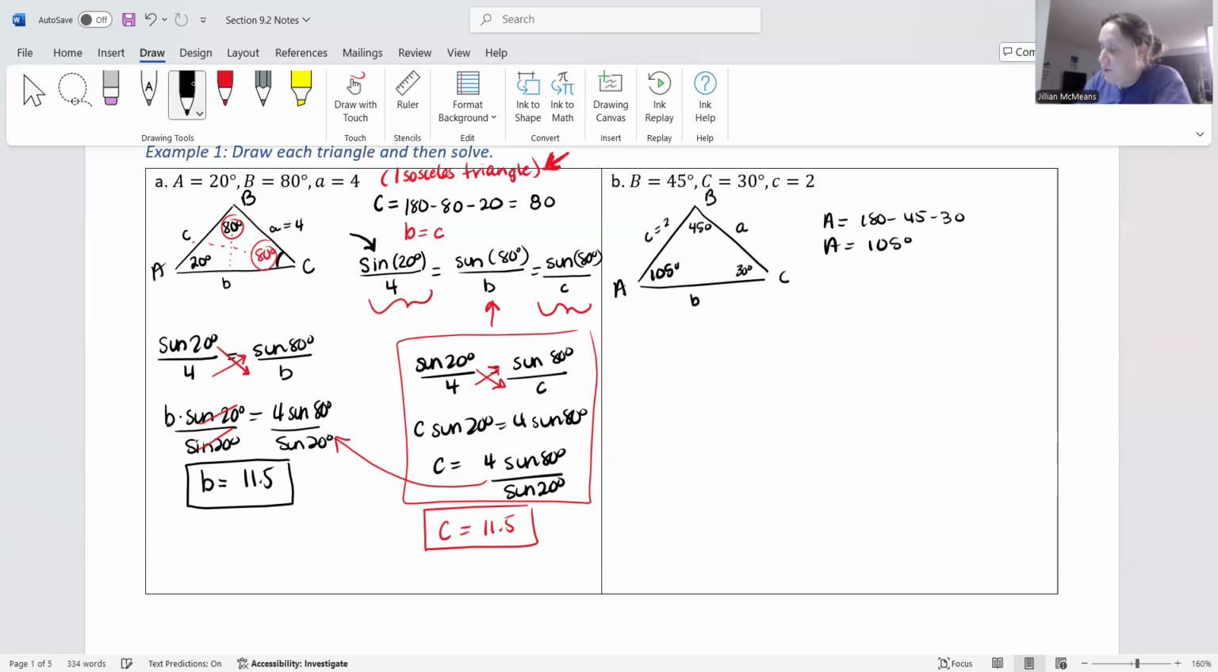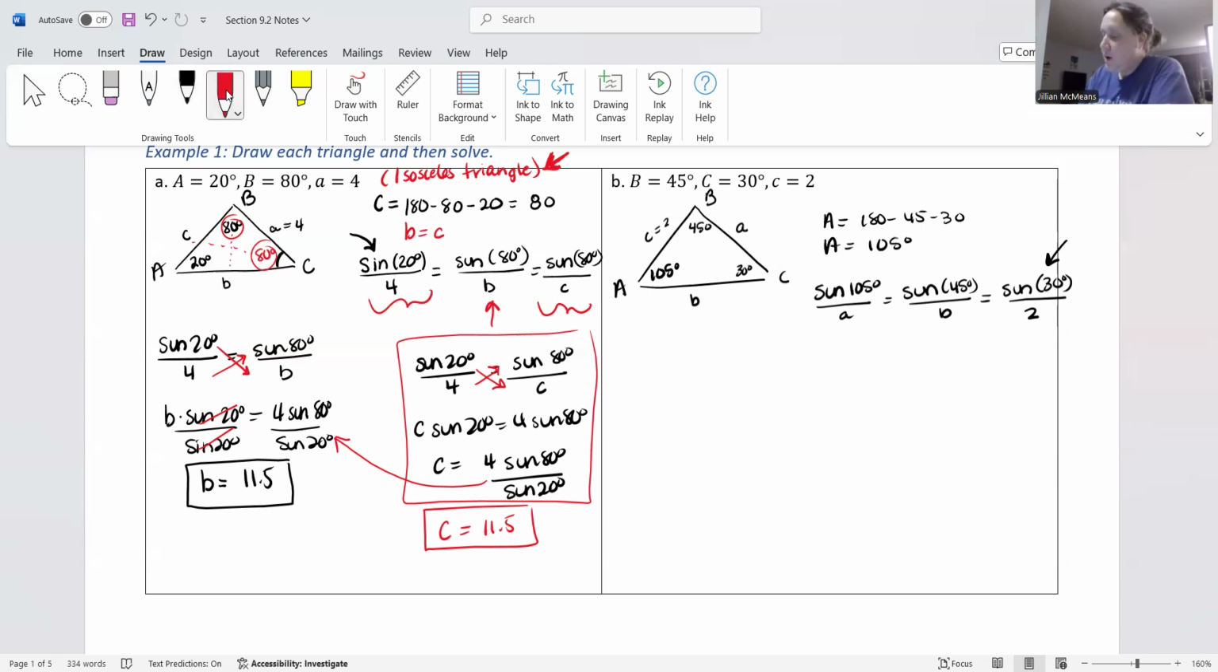So 105 degrees. Okay, so we have our angles. We now need to find the lengths of the sides. So what I do at this point is I fill in the law of sines. So I know it's sine of A, which we now have as 105 degrees, over little a, equals sine of B, which is 45 degrees, over little b, which equals sine of C, which is 30 degrees, over little c, which we know is 2.